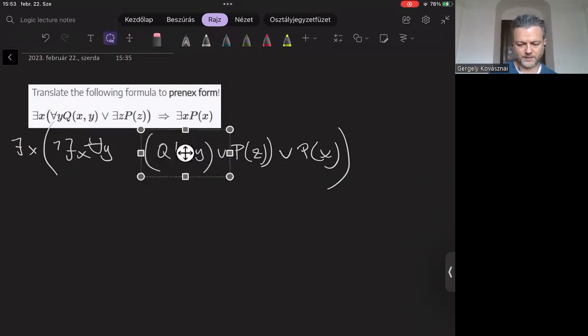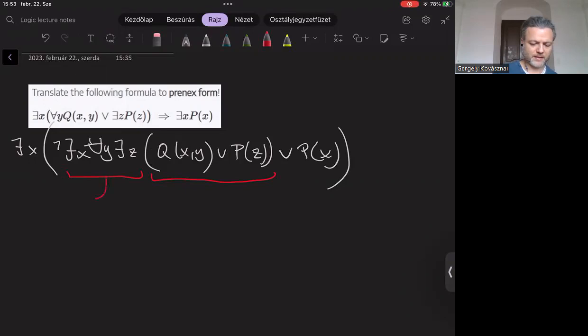Okay, great. And now the formula starts to look interesting. Here we can see 3 quantifiers all together, together with this scope. And what we should do in the next step, we should lift all those 3 quantifiers to this location. But the problem is that those 3 quantifiers are preceded by this negation. So we have to do something with the negation before lifting them.